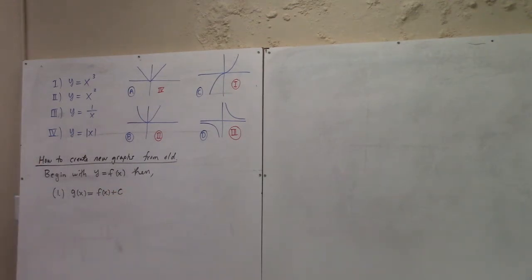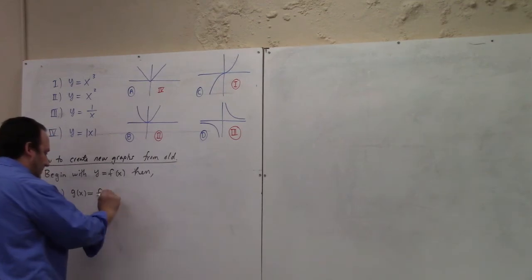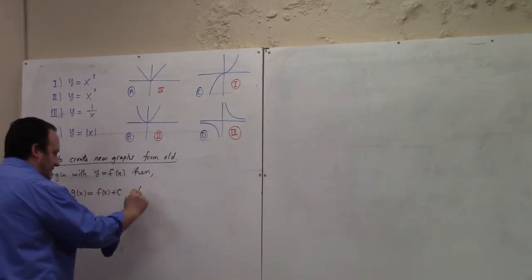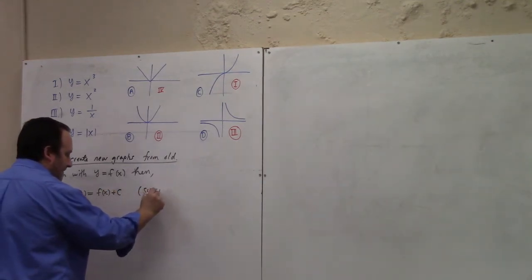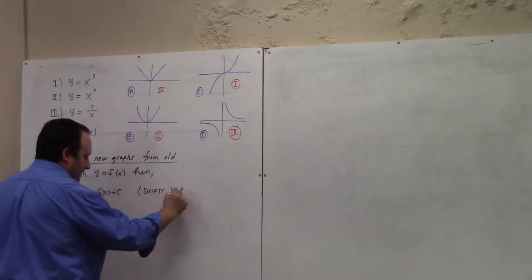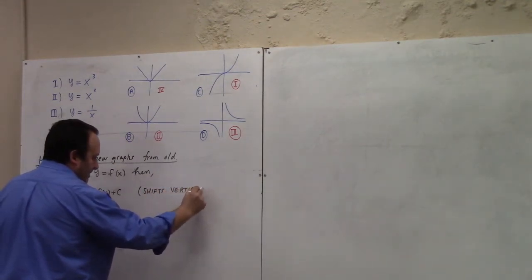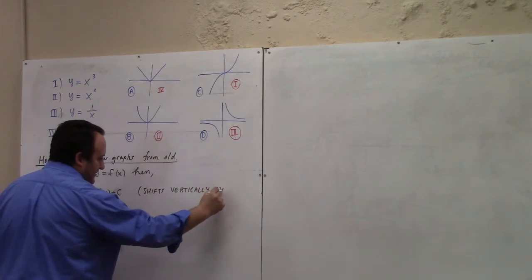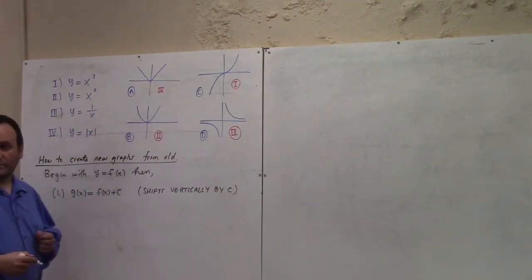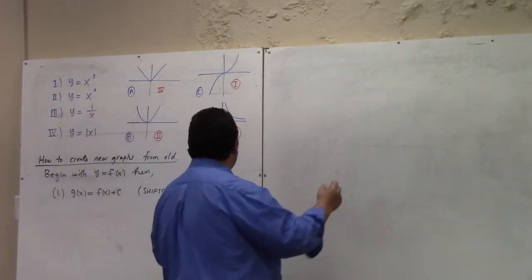What does that look like? What happens? What does it mean if we add c to the constant? Add c to the formula. So what this does is it shifts vertically by c. So let me give you an example of that over here.